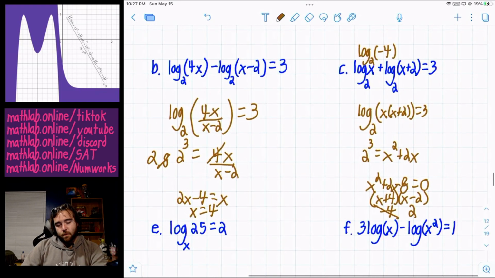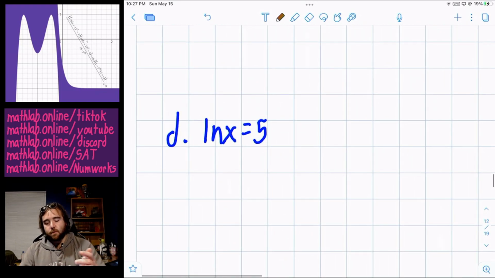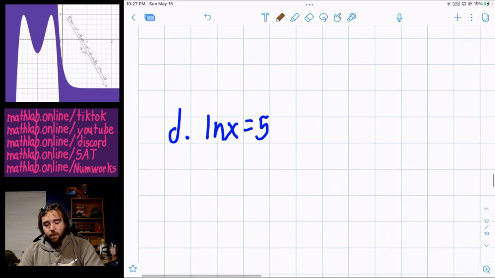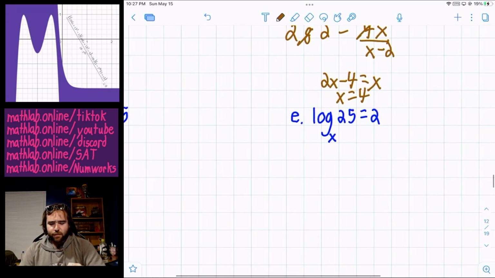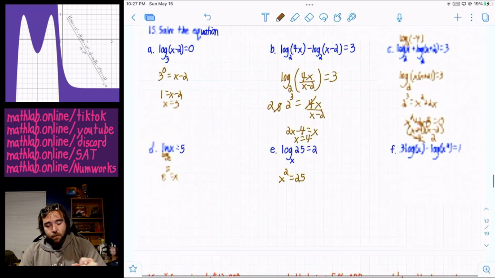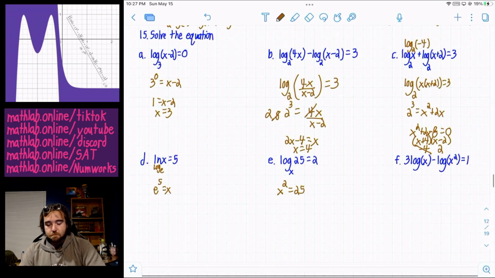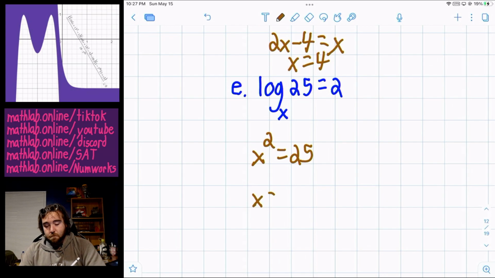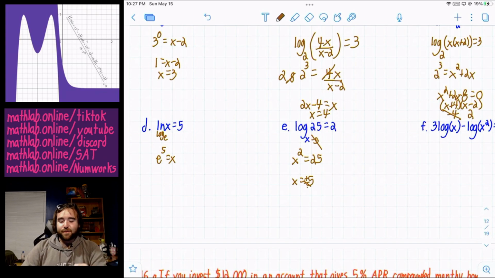Yeah. So then we go on to here. And we just remember this is log base e. So this is just e to the 5th equals x. I've done that one before too. This one, x squared equals 25. So x equals 5. It can't be negative. We'll do that. It can't be negative. You're not allowed to have a negative 5 down there. That's no good.